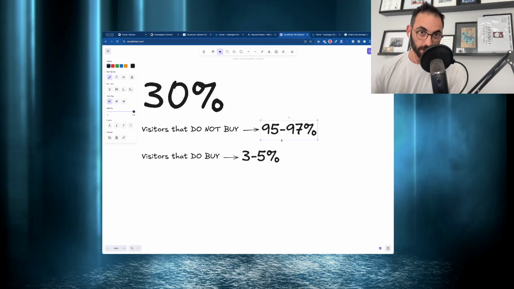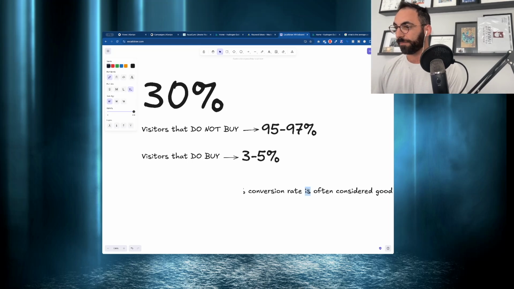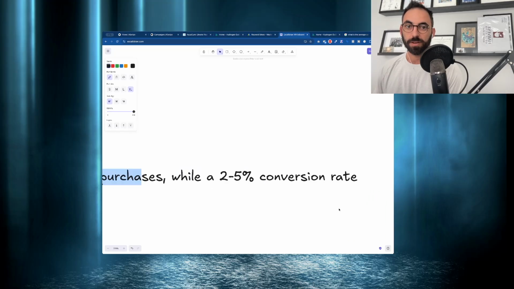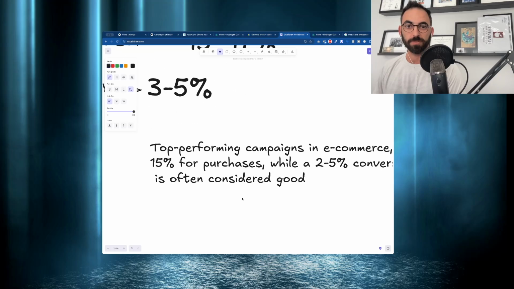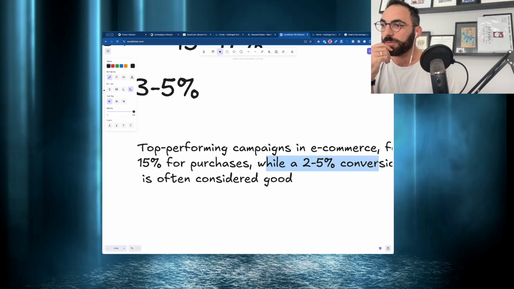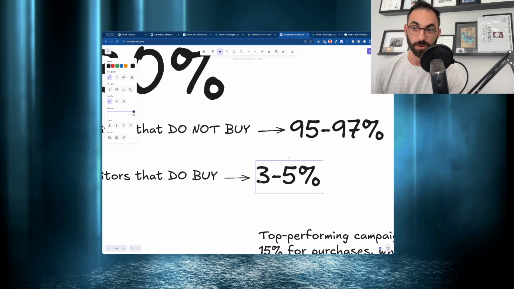So let's say, for example, that everyone who doesn't buy ends up signing up for your email. All right. If you can engage with those people, you can get a conversion rate that exceeds an additional 15% for purchases, while 2.5 is considered normal. This is what we're talking about here. Campaigns in e-commerce, 15% for purchases and a 2.5 conversion rate. So now if even 2.5% of these people make a purchase at some time in the future, you've now doubled your income or your sales leads or whatever.